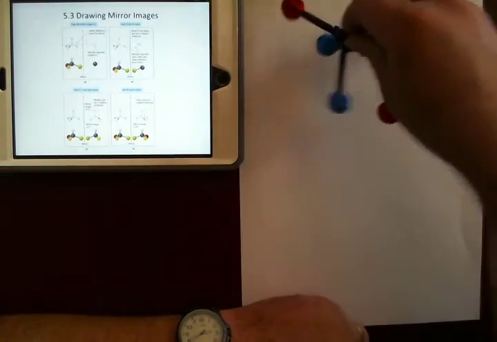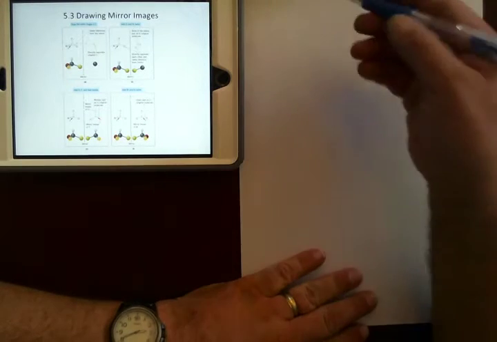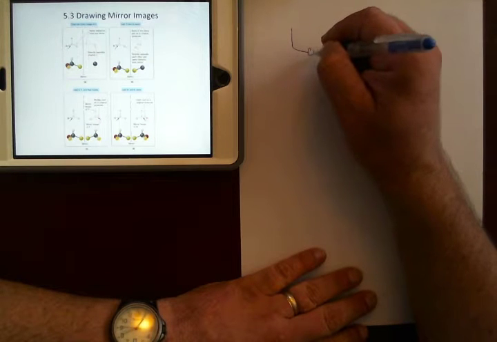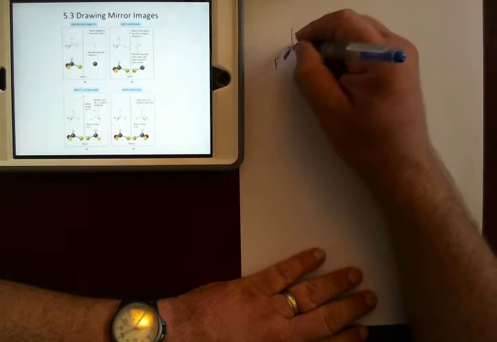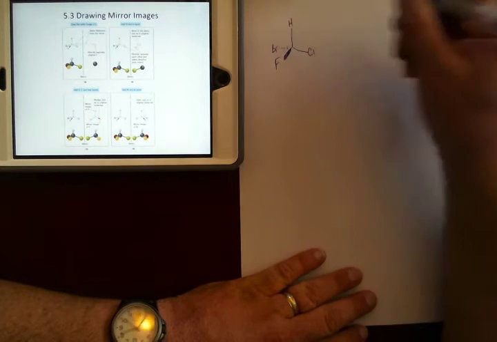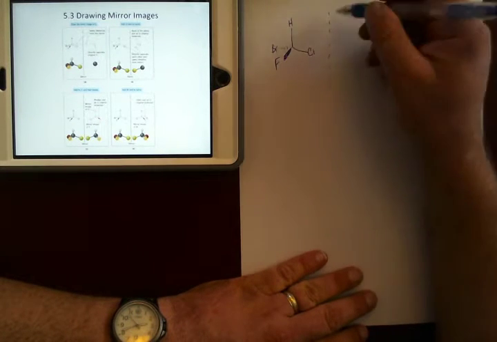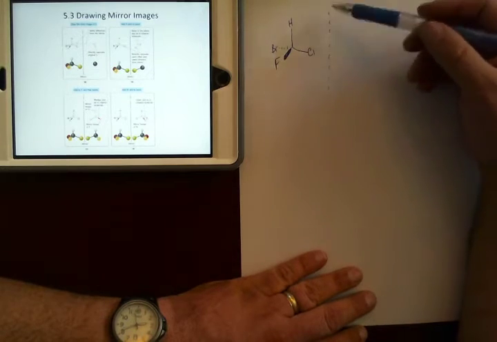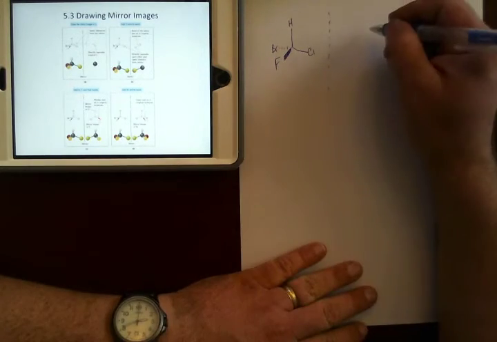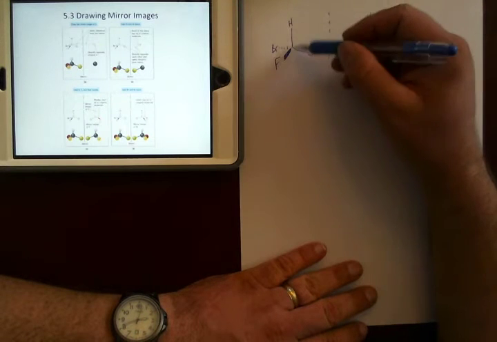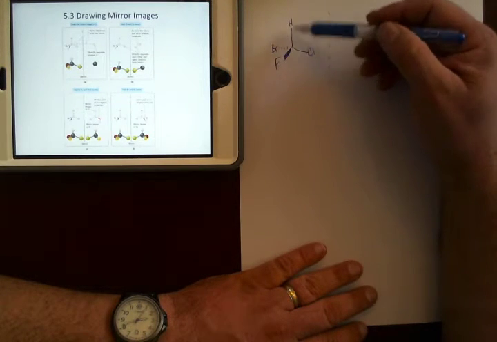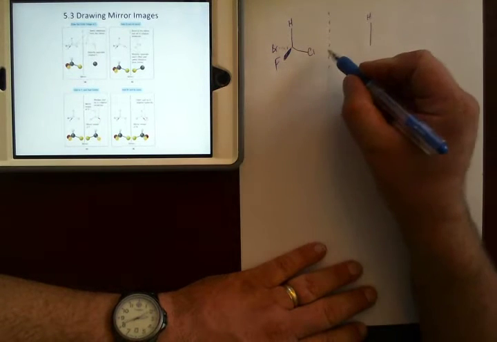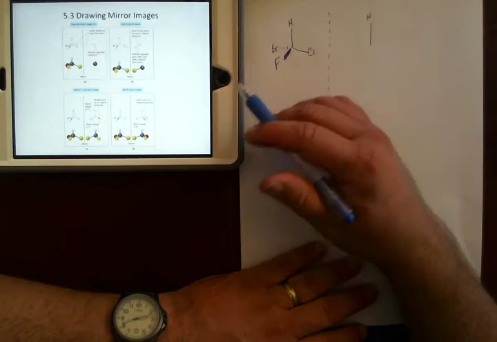Okay, so to draw the mirror image, what you need to do is ask where the mirror is. So if you had this molecule here, it's right here. The mirror is going up and down. That means any bond that's going with the mirror is going to remain unchanged. So we're going to say this hydrogen-carbon-hydrogen bond is with the mirror, so that means this one stays. All the other bonds are going to be the same, but just pointed in the opposite direction.